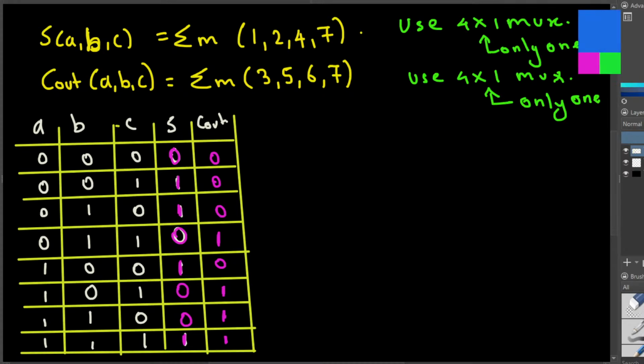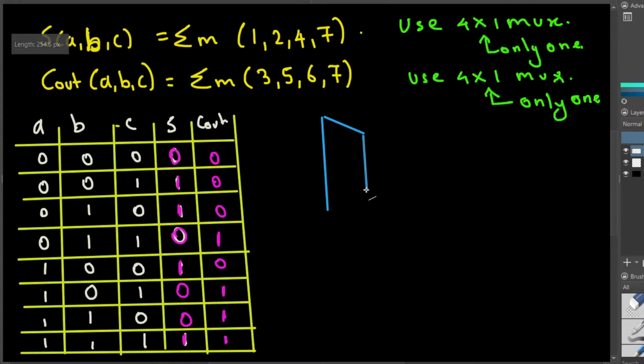Let me use a different color. Okay. This is one of our 4 by 1 muxes. And we have 2 control signals. One is A and the other one is B. The output is going to be the sum, and this is a 4 by 1 mux. So we are going to have 4 inputs.